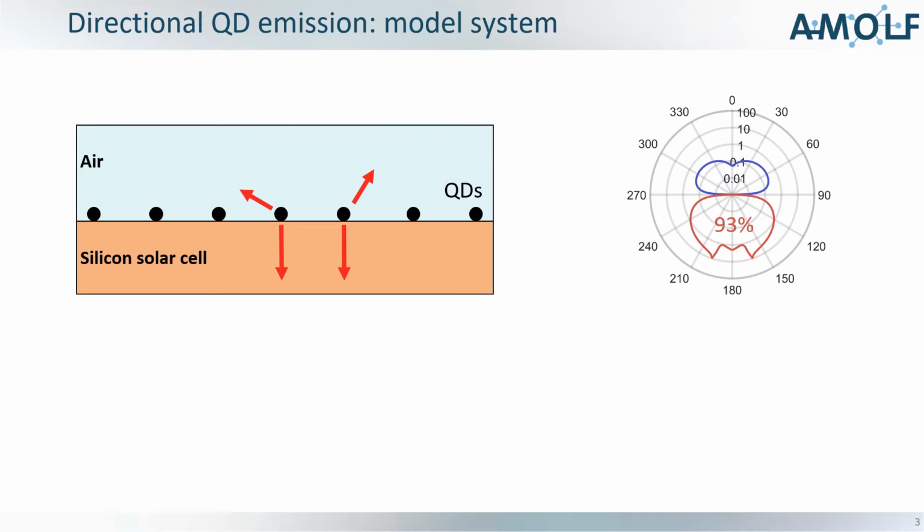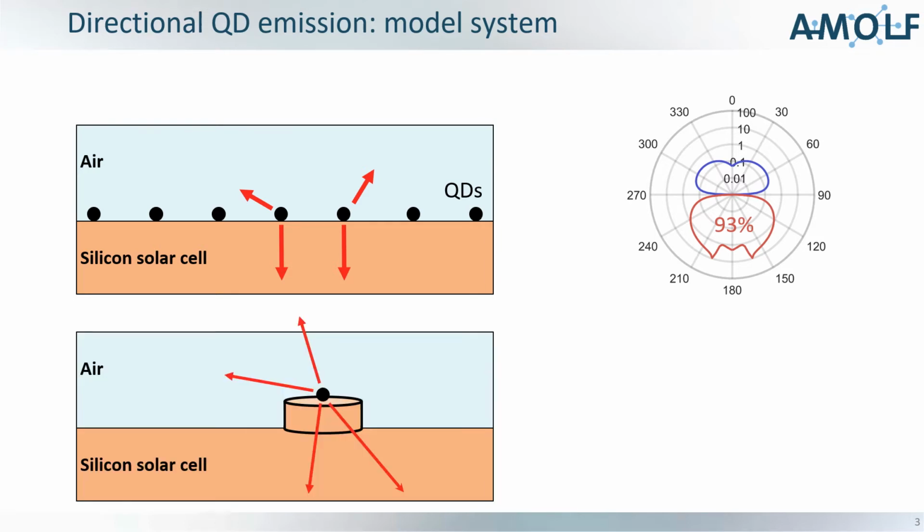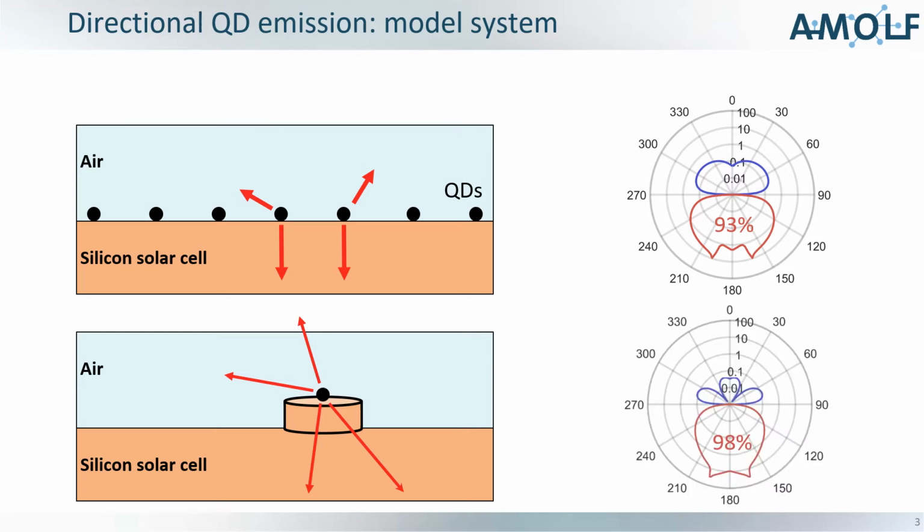Now, 93% is a high percentage, but in PV every percent counts, and that is why we want to reach as close as possible to 100%. We're using nanophotonics to try to improve this, and in the next slide I will show you that we can actually, using nanostructures, increase this from 93% to 98% using the same simulation technique.